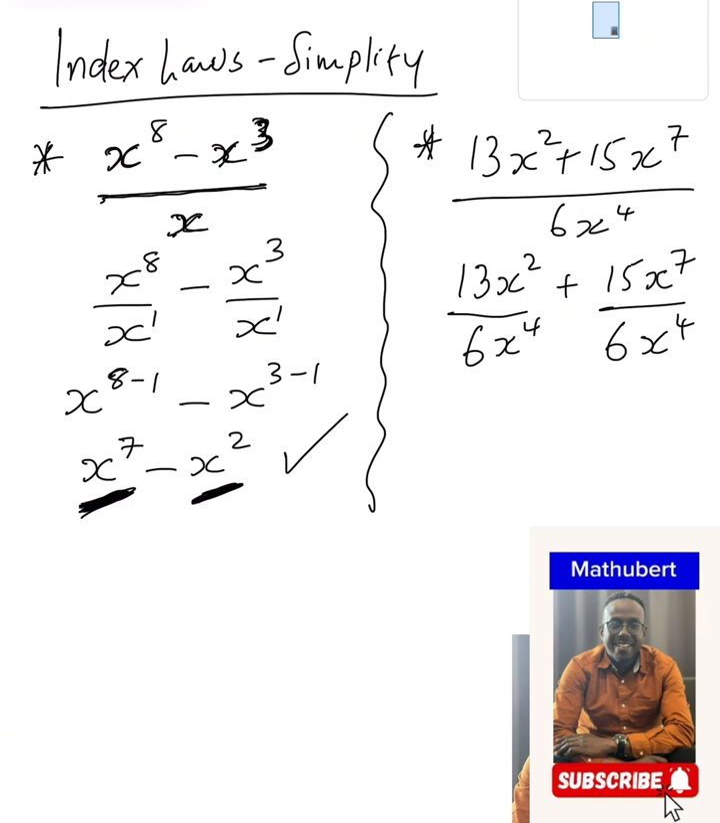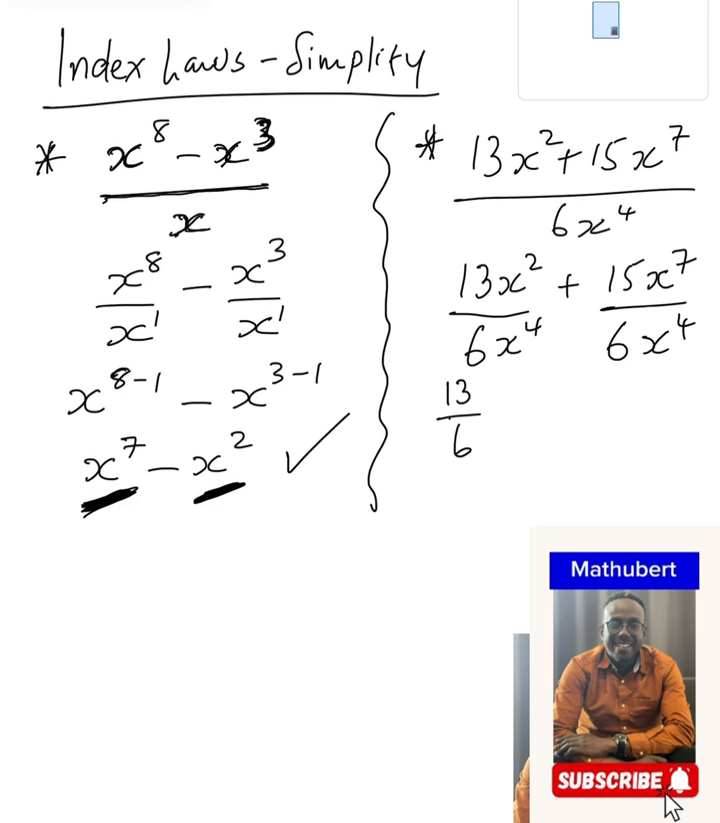So now we have 13 over 6. I can leave it even as a fraction. Then we need to sort out x squared and x to the power of 4, and we know that we subtract. So this shall say x to the power of 2 minus 4, which is negative 2. You can leave it like that. Plus this is also 15 over 6 as a fraction, and this will be x to the power of 7 minus 4, which is 3. You can leave it like that.